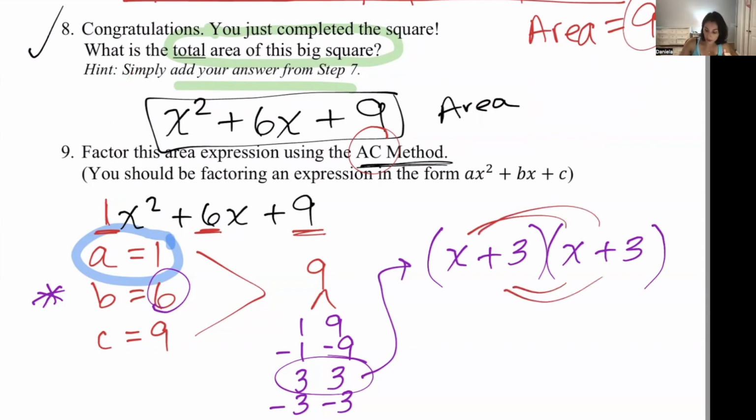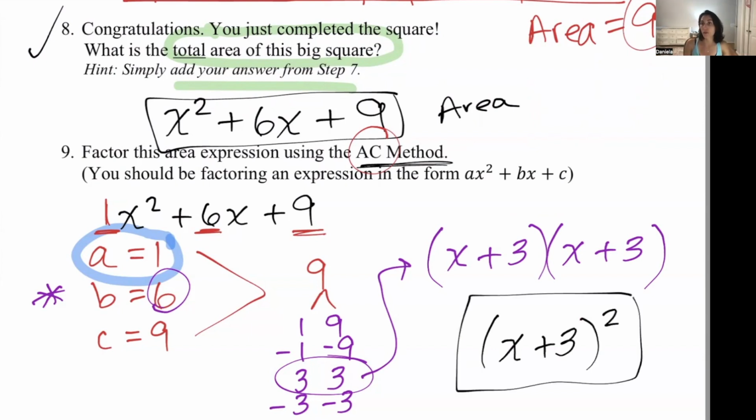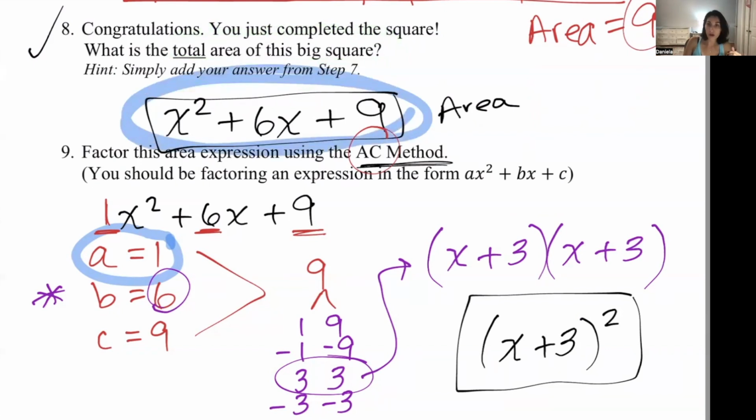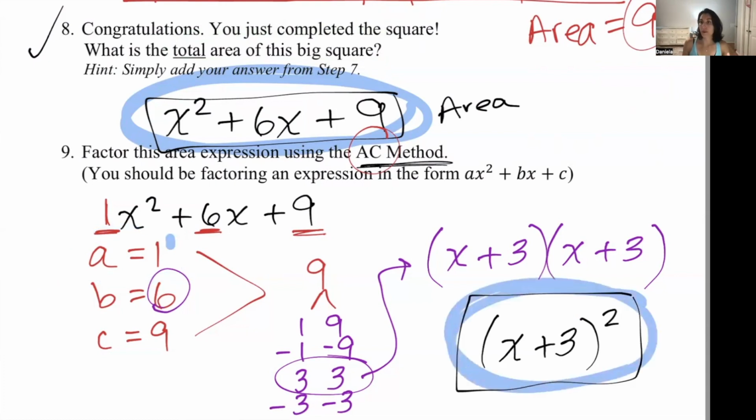Now what's really interesting is, what's another way that we could write x plus 3 times x plus 3? Well, I can write that as x plus 3 squared. Squaring something means multiplying something by itself. So this right here is called a perfect square trinomial. It's a trinomial because it has 3 terms, and it can also be represented as a perfect square. So now you have to ask yourself, do I actually have to do the AC method every time?